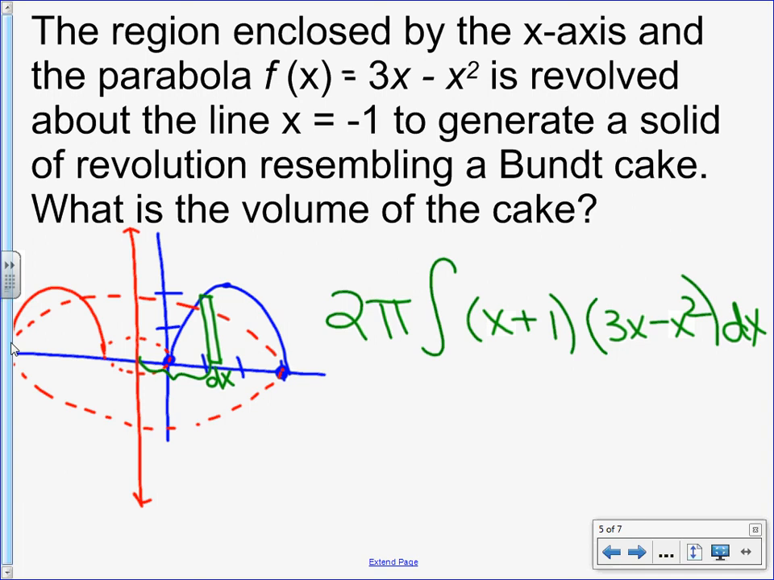All right. Oh, we forgot something. What are our limits of integration? 1 to 3. I mean 0 to 3. Okay, find me the volume of my cake, with your calculator. I mean, donut. 45 pi over 2.